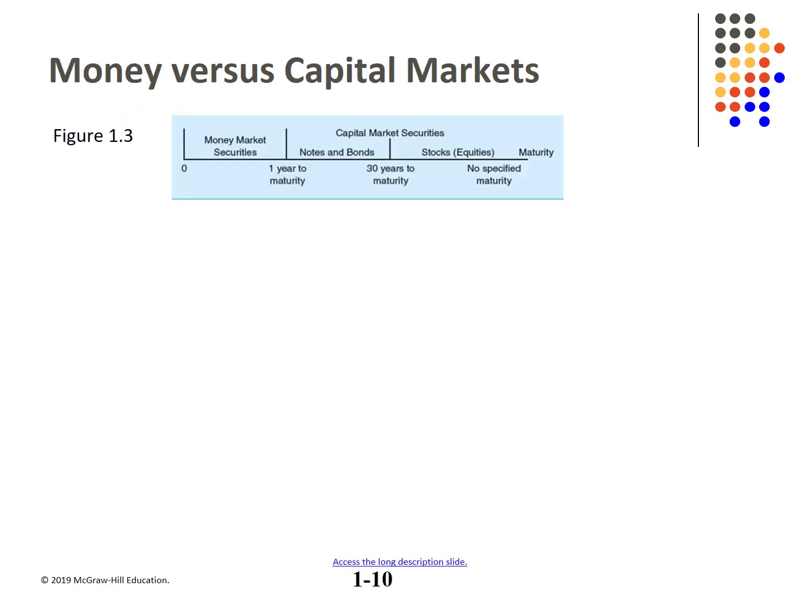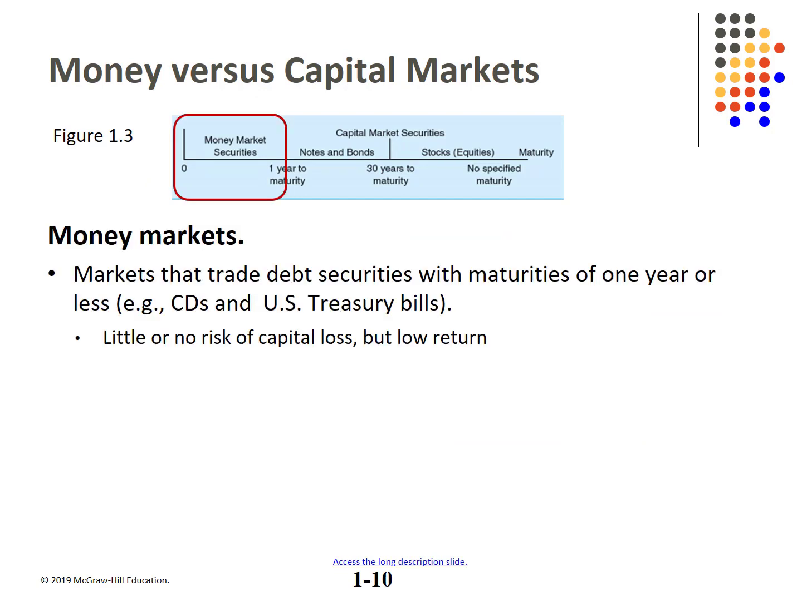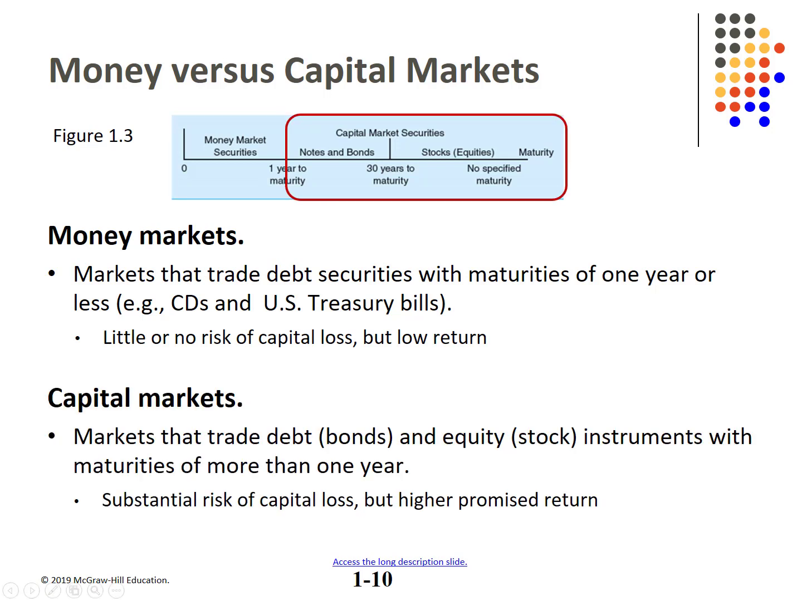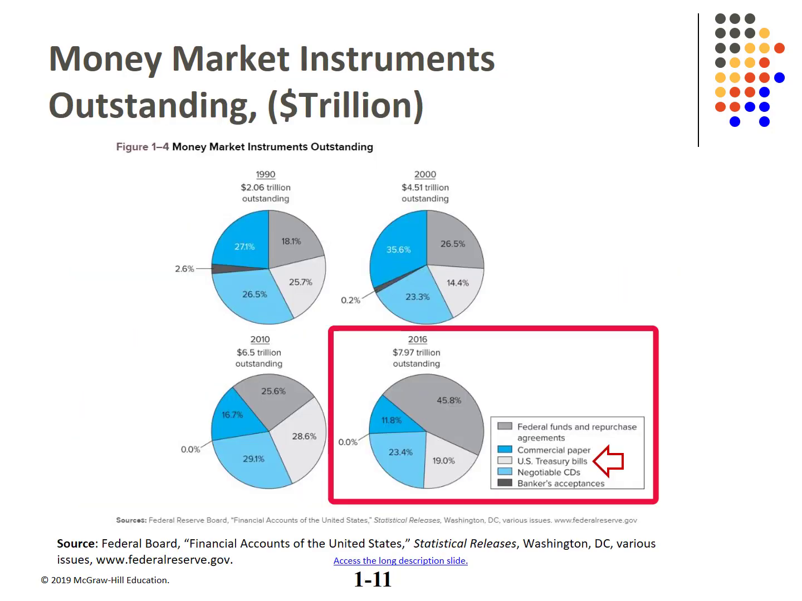The second dimension for categorizing financial markets is money markets versus capital markets. Money markets are those that trade debt securities with maturities of 1 year or less. CDs, treasury bills. Low return, low risk. Capital markets trade stocks and bonds with maturities more than 1 year. Significant risk, but potential for higher return. Notice with the 2016 data, T-bills are now about 1/4 of total money market instruments. Bankers' acceptances continue to be used less due to their cost and the growth of other trading arrangements.